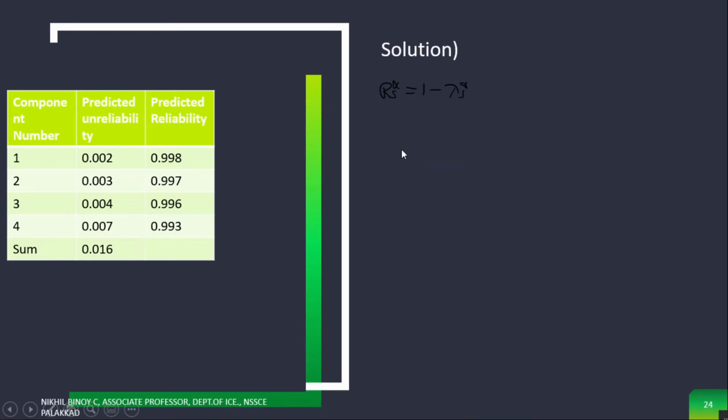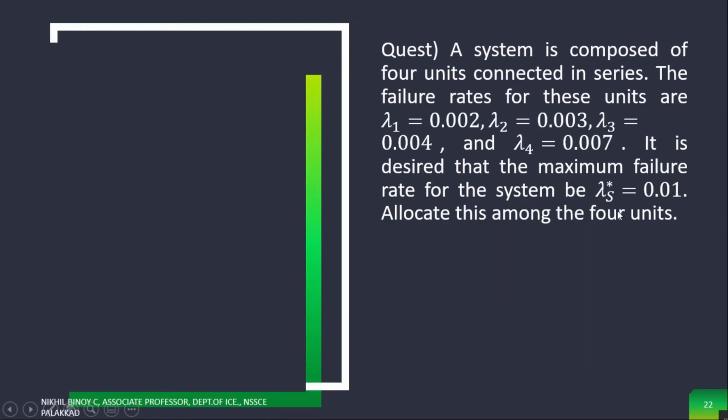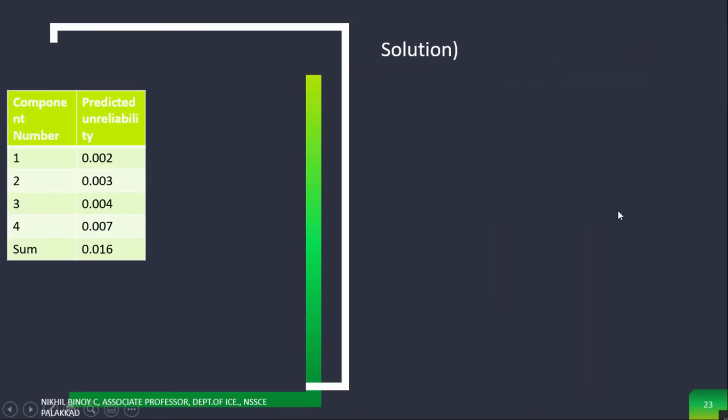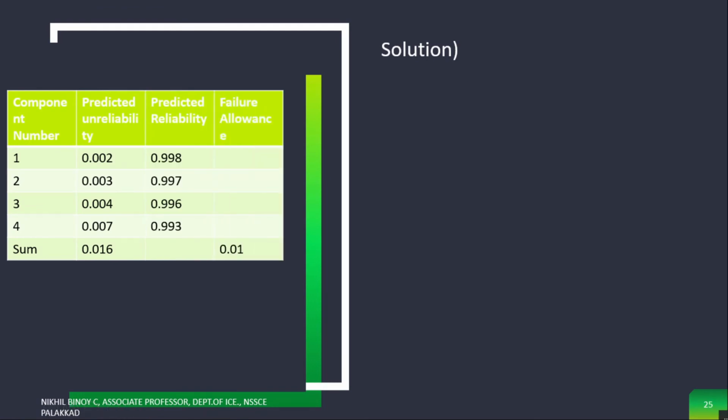Lambda S star is 0.01. That is the desired failure rate of the system. So we have lambda S star, which is equal to 0.01. The desired failure rate is 0.01.